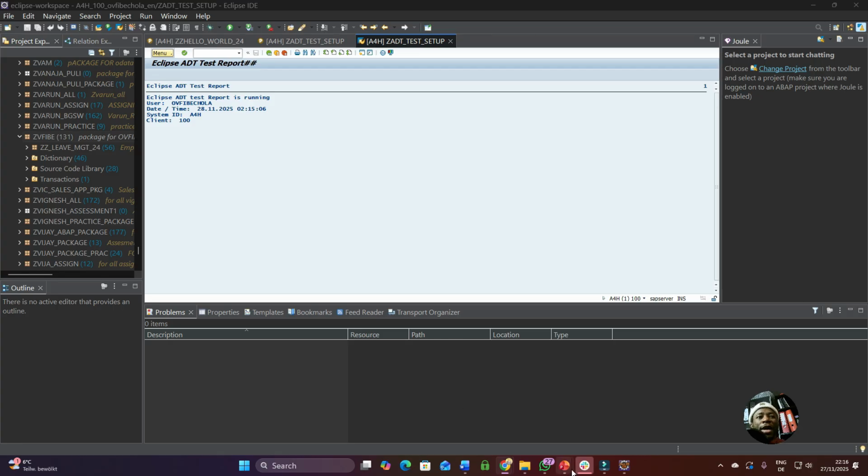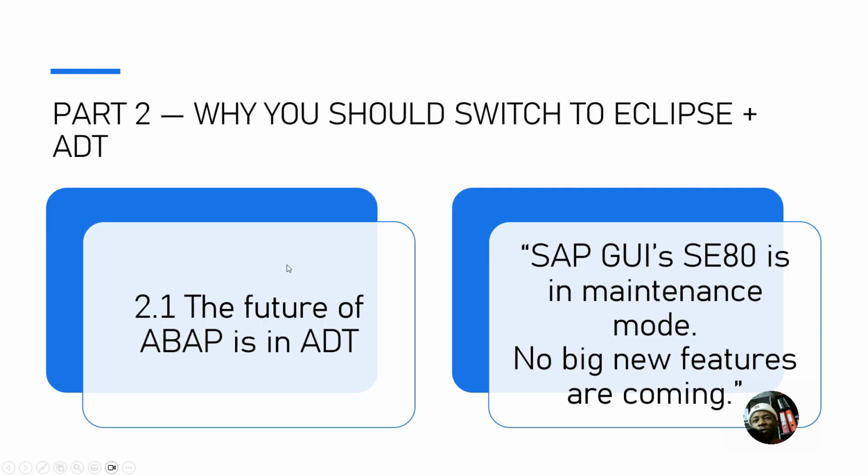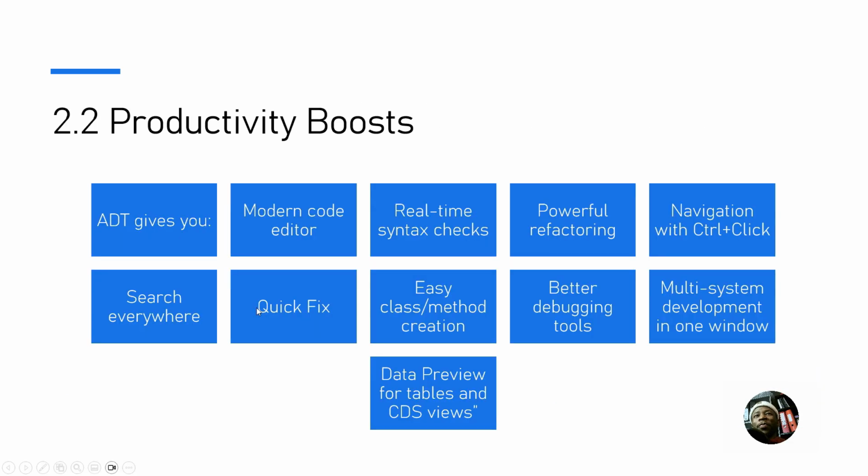This is very important, and the reason is because the future of ABAP is in ABAP development tools. So SAP GUI's SAT is in maintenance mode, so no big features are coming. Okay, so all modern ABAP features like CDS, RAP, annotations, business technology platform, new editors, they only exist in ADT. So if you want to stay relevant in ABAP development, this switch is not optional. Okay, it's not optional.